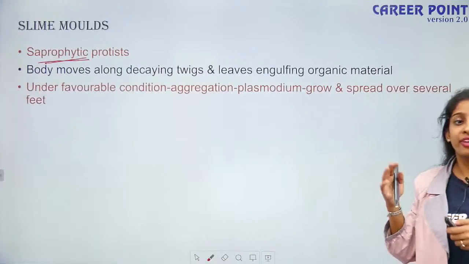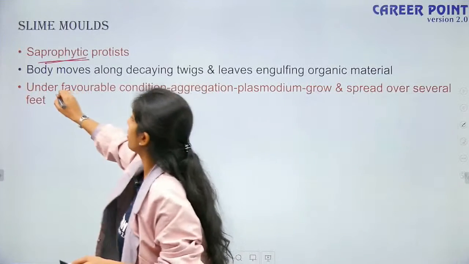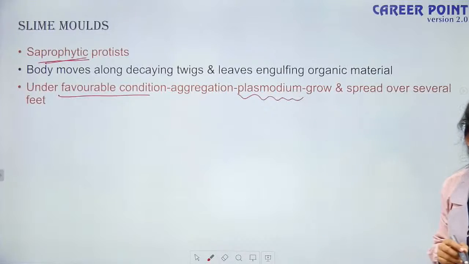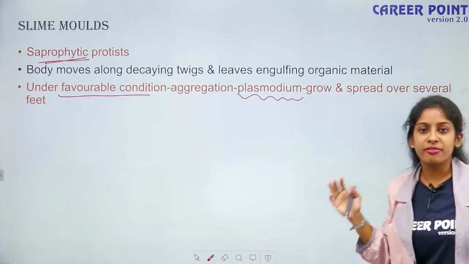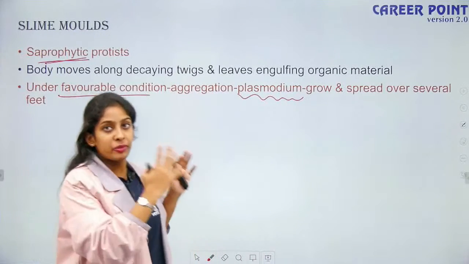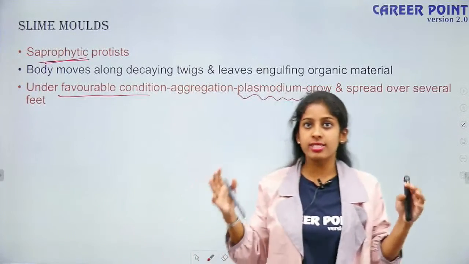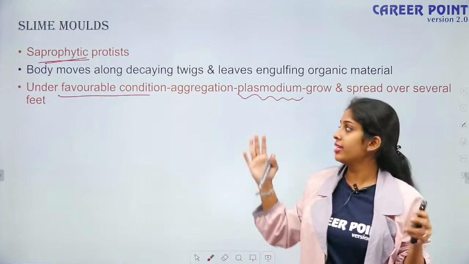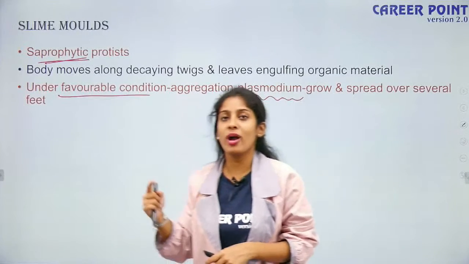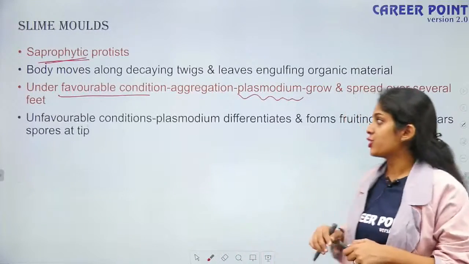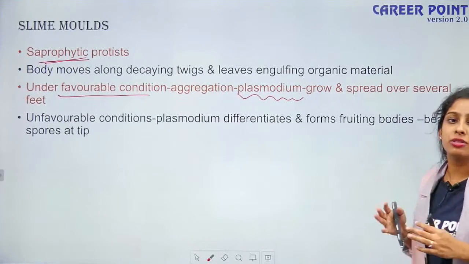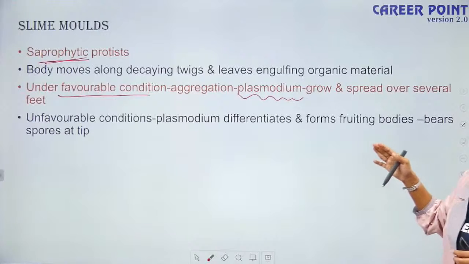The next one, under favorable conditions, note the point, they form aggregations which are called plasmodium, and they grow and spread over several feet. This plasmodium is not the one that causes malaria. When under favorable conditions they are able to form aggregates, that is called plasmodium. Under favorable conditions, they form plasmodium, and this plasmodium can grow and spread to several feet. The next one, under unfavorable conditions, they again form plasmodium, but now the plasmodium will differentiate and form fruiting bodies.